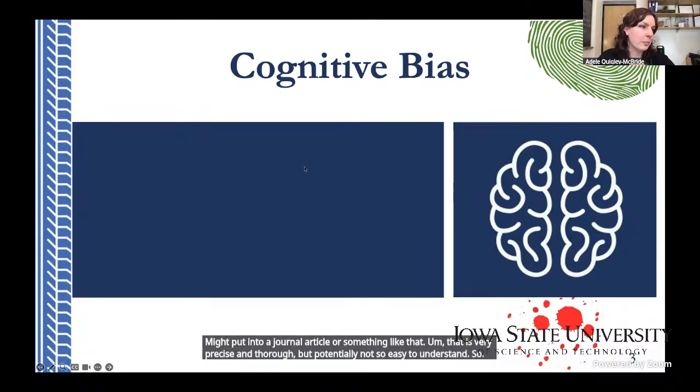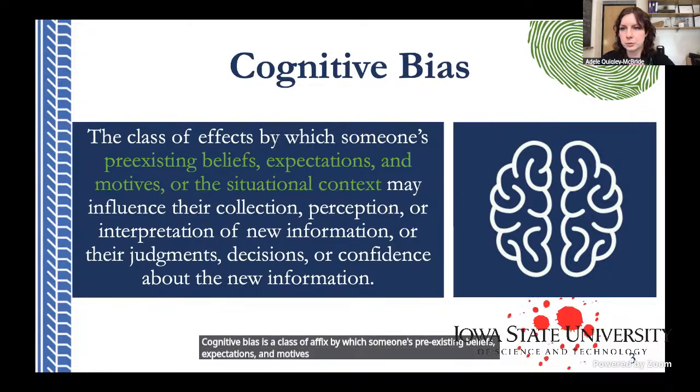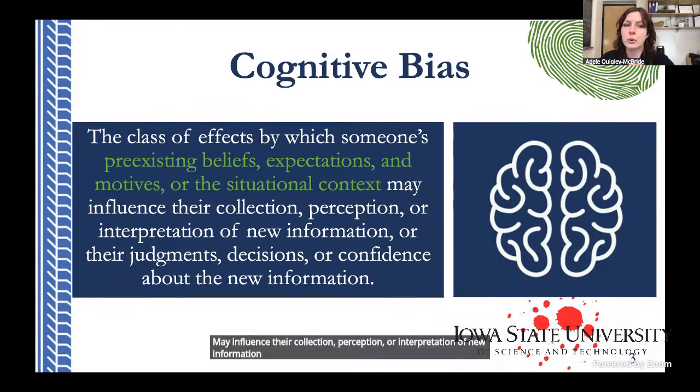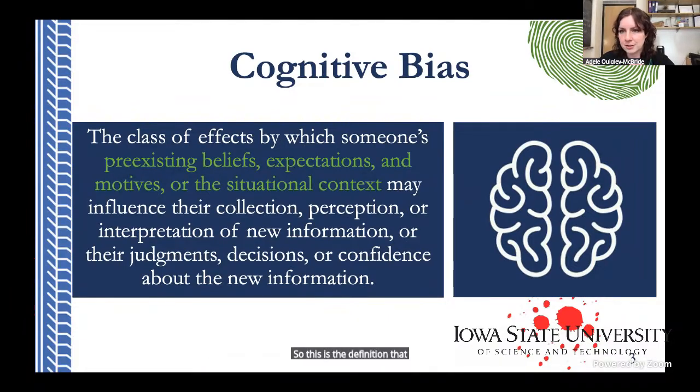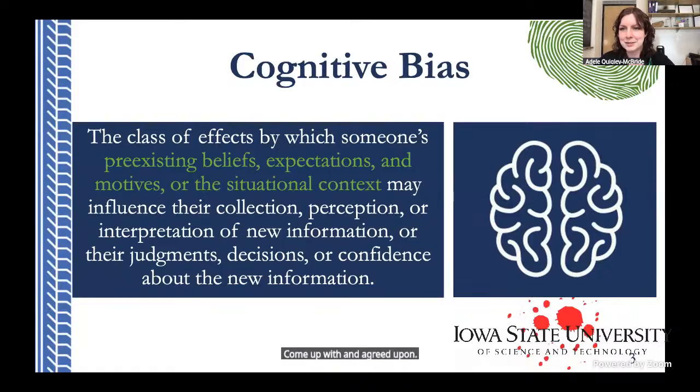So cognitive bias is a class of effects by which someone's pre-existing beliefs, expectations, and motives, or the situational context may influence their collection, perception, or interpretation of new information, or their judgments, decisions, or confidence about the new information. This is the definition that the Human Factors Task Group of OSAC has come up with and agreed upon, but it is very long and complicated. And it can be summarized in easier language.